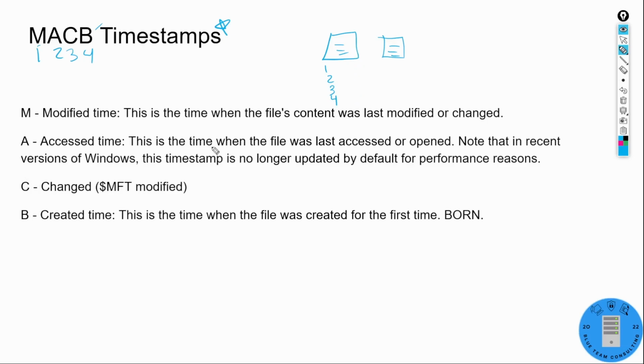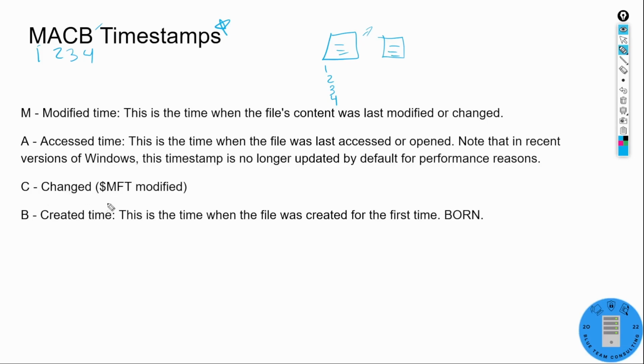Access time. This is the time when the file was last accessed or opened. Note that in recent versions of Windows, the timestamp is no longer updated by default for performance reasons. So always pay attention to what version of Windows you're using to make sure the access time information you're pulling is accurate. But basically, if I were to open this file, the access time would be updated to reflect that latest time that I opened it or someone else opened it.